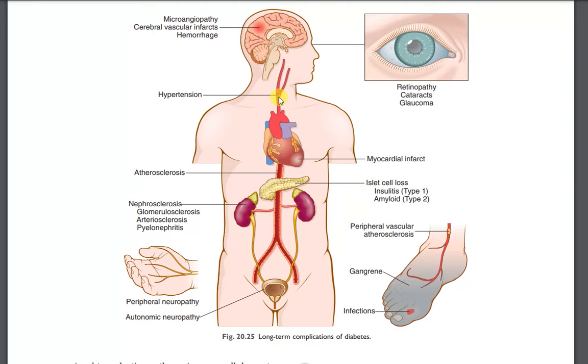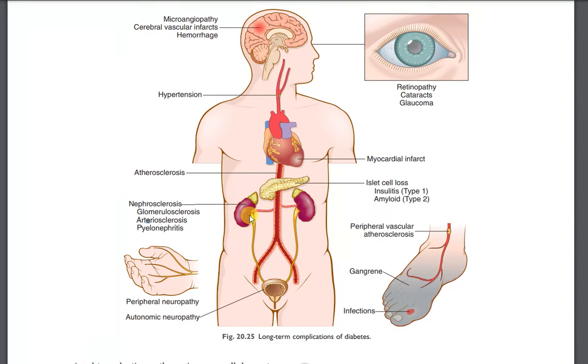Due to blockage of the vasoactive regions of the blood vessels with atherosclerosis, the vasomotor region is not working properly. Then blood pressure is too much increased. Then thrombi all over the body are possibly present, and that leads to myocardial infarction. Also, it leads to nephrosclerosis, which leads to glomerulosclerosis, arteriosclerosis, pyelonephritis. All of these conditions happen due to increased glucose level in urine.